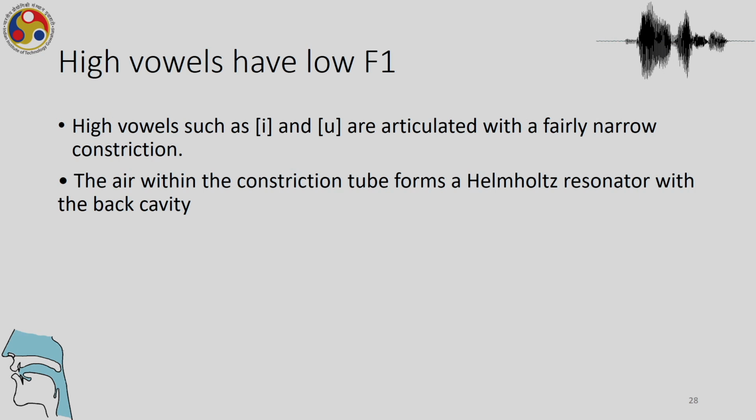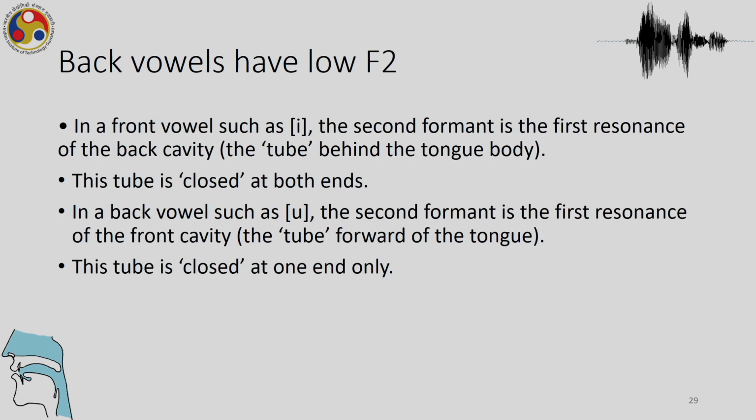And high vowels have low F1 because high vowels such as E and oo are articulated with a fairly narrow constriction, and the air within the constriction tubes forms a Helmholtz resonator with the back cavity. In front vowels such as E, the second formant is the first resonance of the back cavity, and that is the tube behind the tongue body.